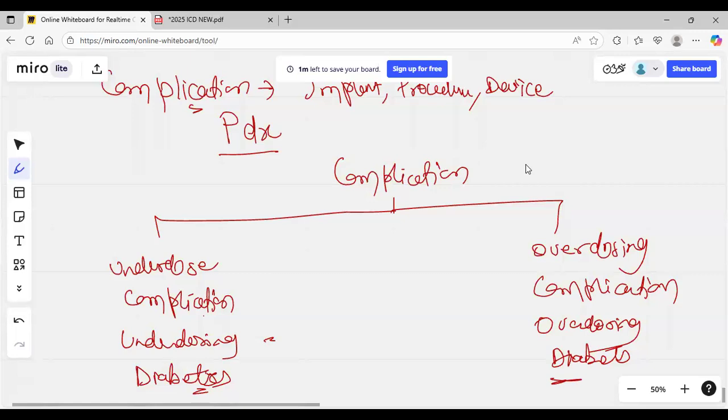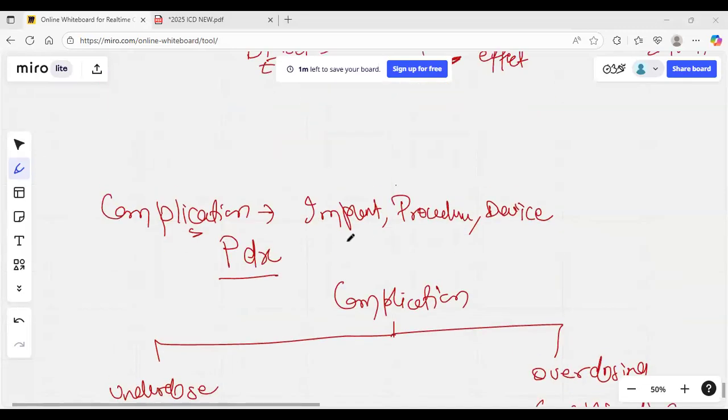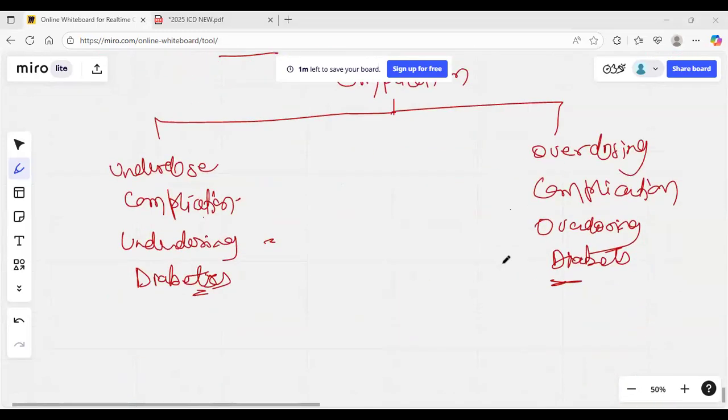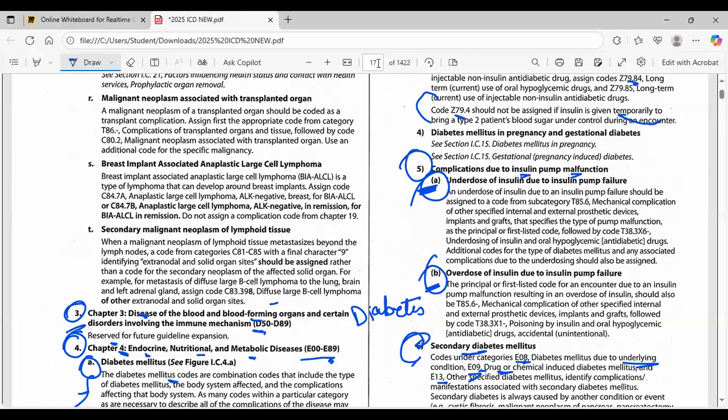So first we have to keep complication code. Then we have to use a code for overdosing or underdosing. We have to remember one thing, that we have to use complication at the primary position because the patient has issues with the insulin pump. Whenever a patient has any issues in the implant, procedures, device, sutures, in that case, you have to use complication at the first position. So now what I'm going to do, I'm going to pull the complication in the index.